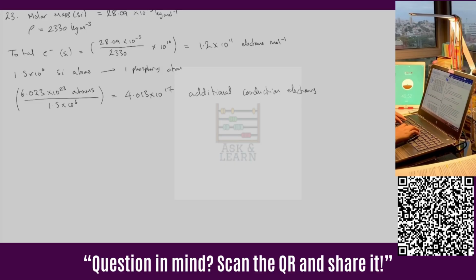Okay, so now we can just do the following calculations. We can look at the additional over the total, and this will be the number we've just calculated divided by the number we calculated prior, and this will get you 3.33 times 10 to the 6. So this is the factor.